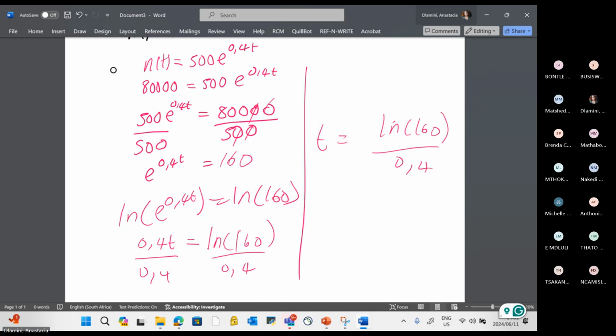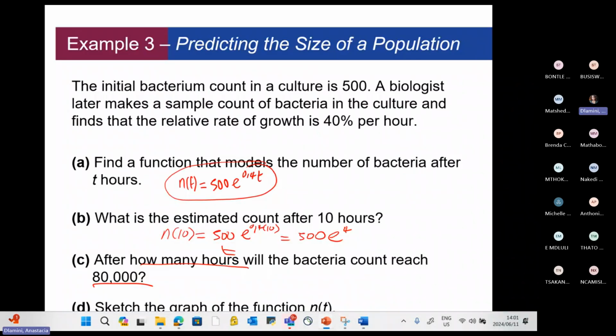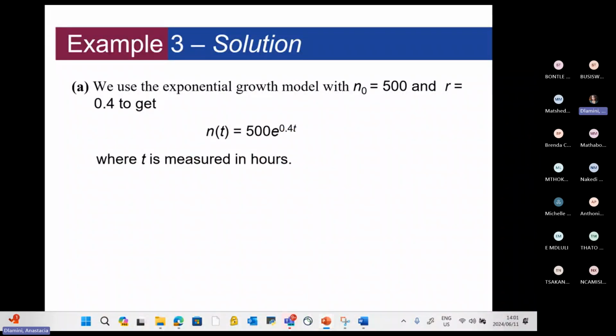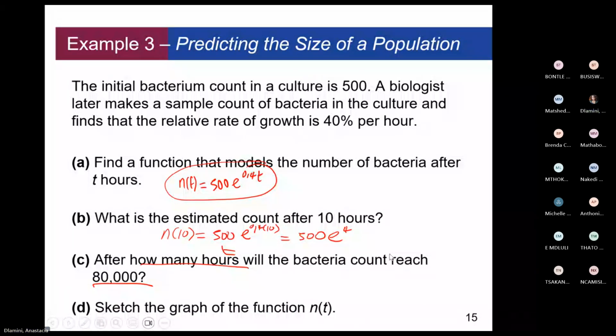Are we all together? Yes, ma'am. Let's see. It says sketch the graph of the function N of t. Do you remember exponential functions? Yes.